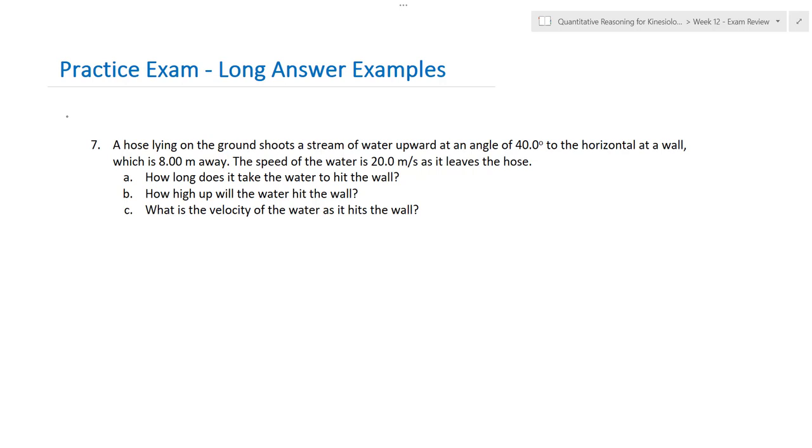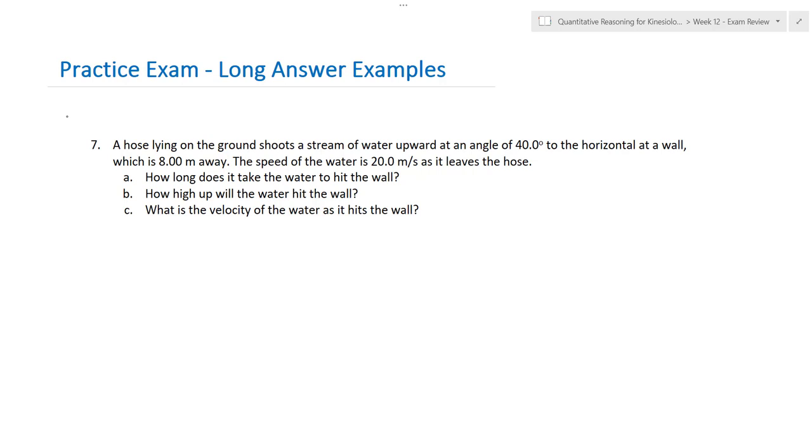Okay, so let's complete question 7 together. We have a hose lying on the ground that shoots a stream of water upward at an angle of 40 degrees to the horizontal at a wall, which is 8 meters away. The speed of the water is 20 meters per second as it leaves the hose. How long does it take the water to hit the wall?